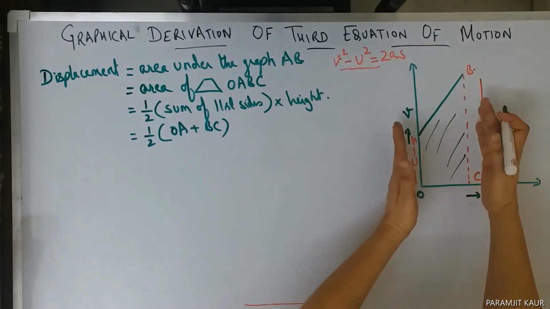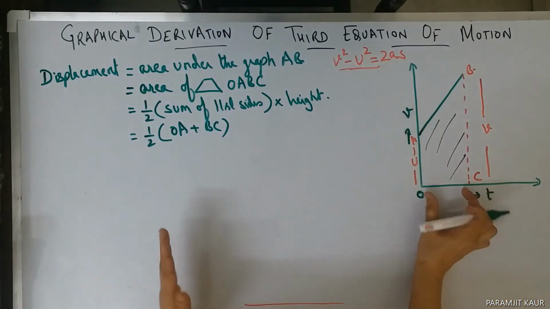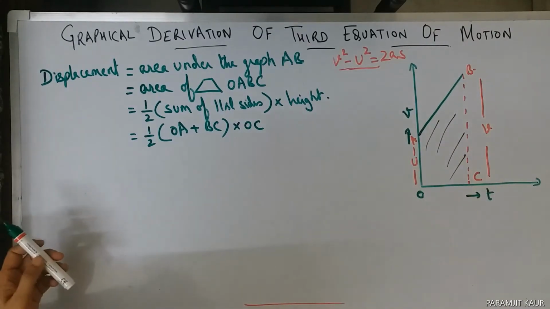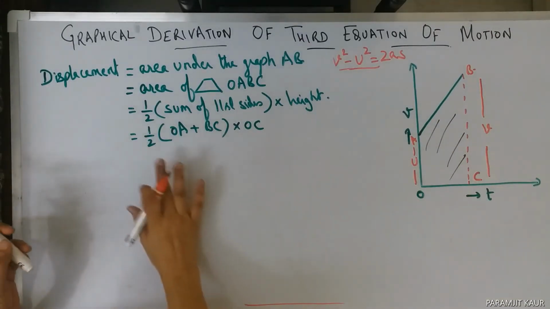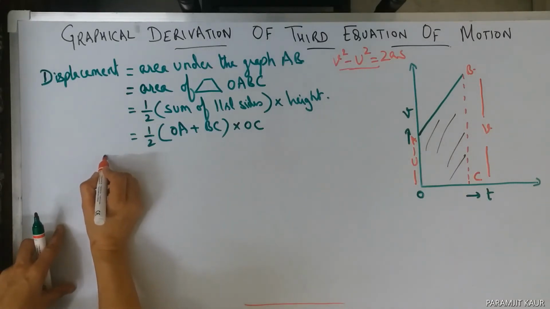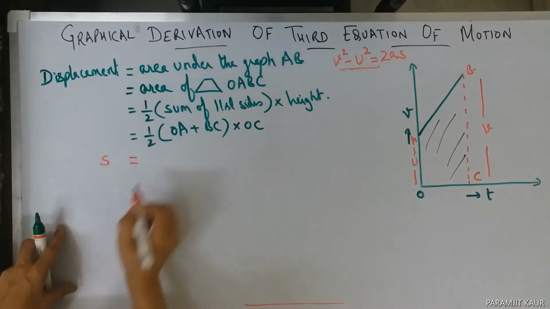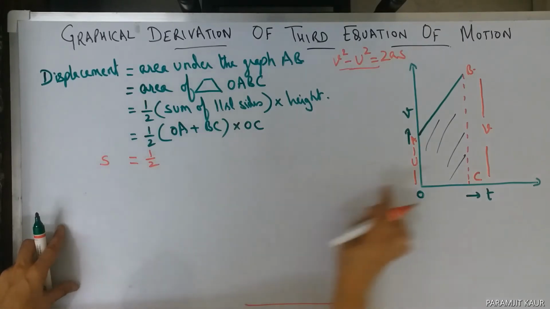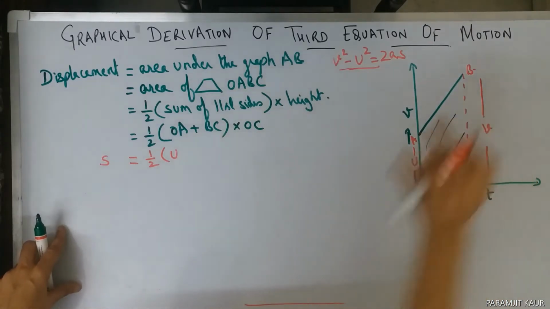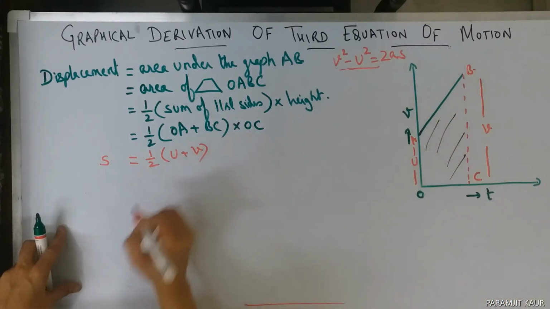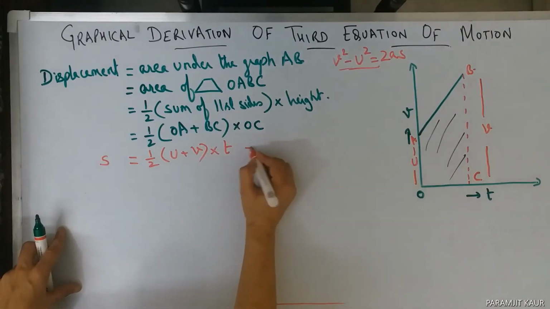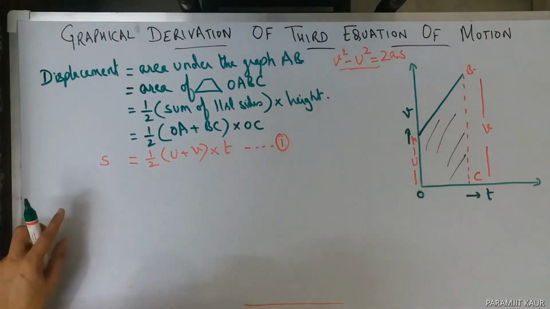Now if these are the two parallel sides, then this becomes the height, so into OC. Now writing this in terms of the symbols. You know displacement is represented by S. This is equal to half into OA, which is u, plus BC, which is v, into OC, which is t. Let this be equation number 1.